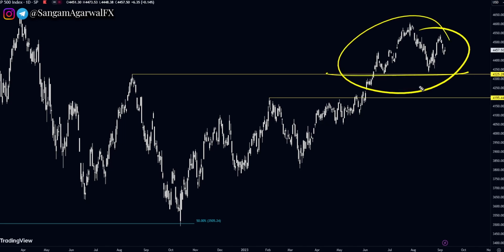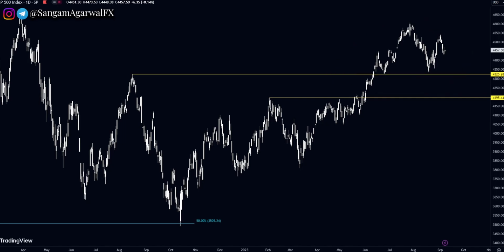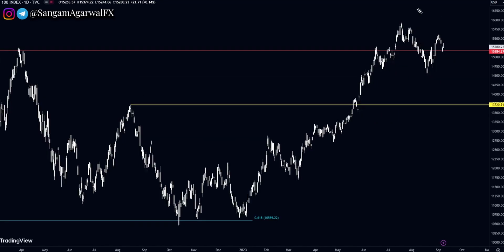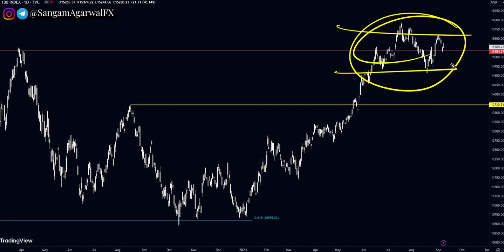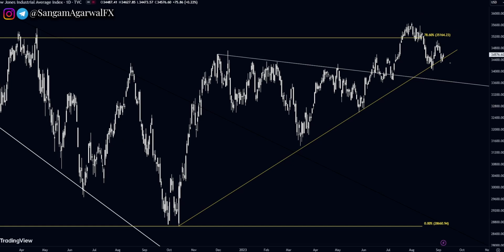SP 500 is still sideways at key horizontal support 43.25. So after the FOMC meeting next week, you can see a big change in SP 500. Same with NASDAQ, sideways, and the Dow Jones Industrial Average. It is again testing this trend line. Tested again last week. If the trend line breaks out, then you can still retest.